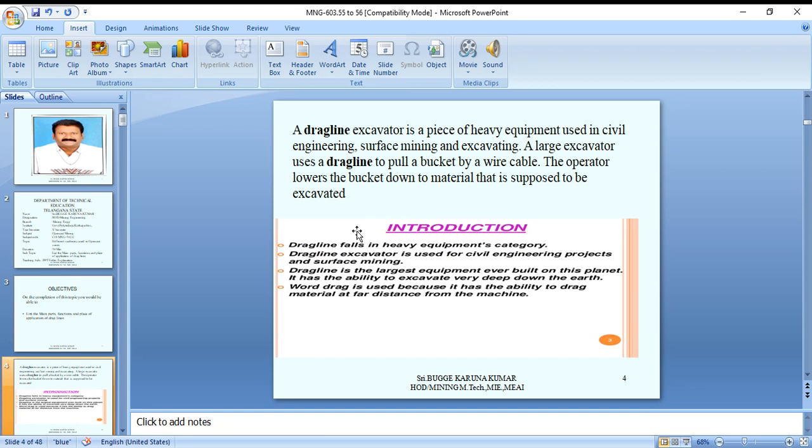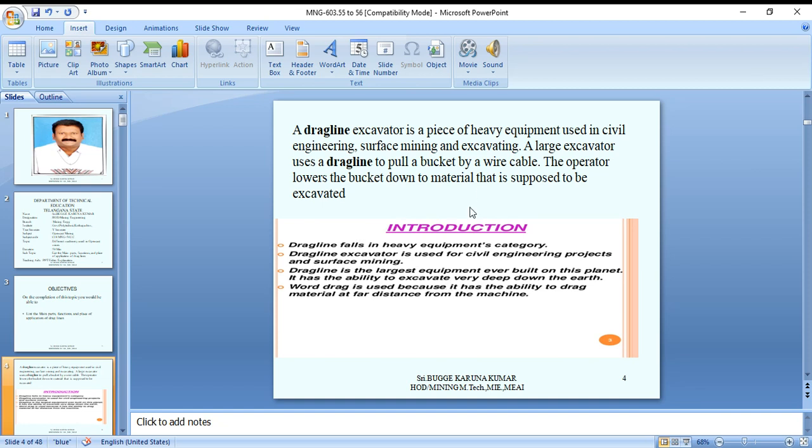A dragline is an excavator. It is a piece of heavy equipment used in civil engineering and surface mining and excavating. A large excavator uses a dragline to pull a bucket by wire cable. The operator lowers the bucket down to the material that is supposed to be excavated. A dragline falls in the heavy equipment category.